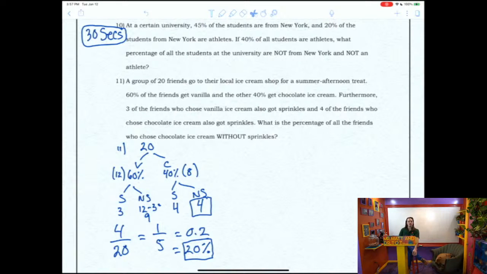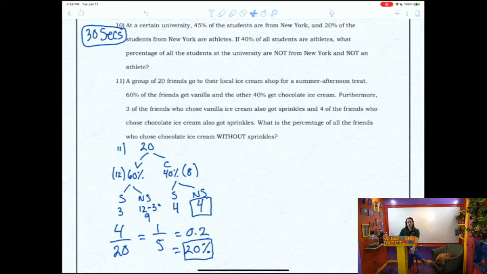40% or 0.4 times 20 is 8. So there are 8 friends who chose chocolate ice cream. They say 3 of those chose vanilla ice cream with sprinkles. So I now divided each of the flavors into sprinkles and no sprinkles, S and NS, just to abbreviate. So they give us that there are 3 people who chose vanilla and sprinkles.